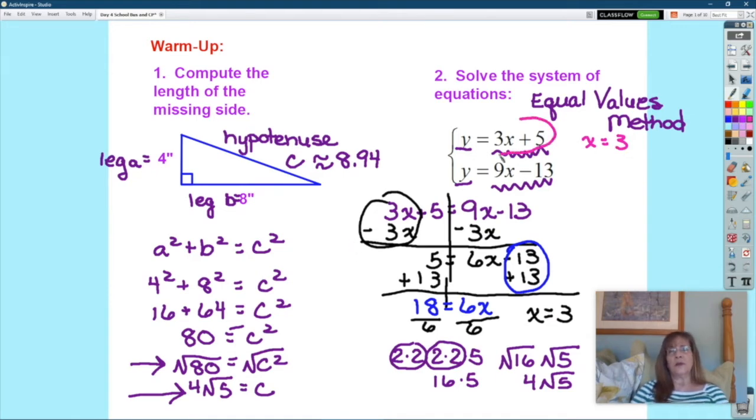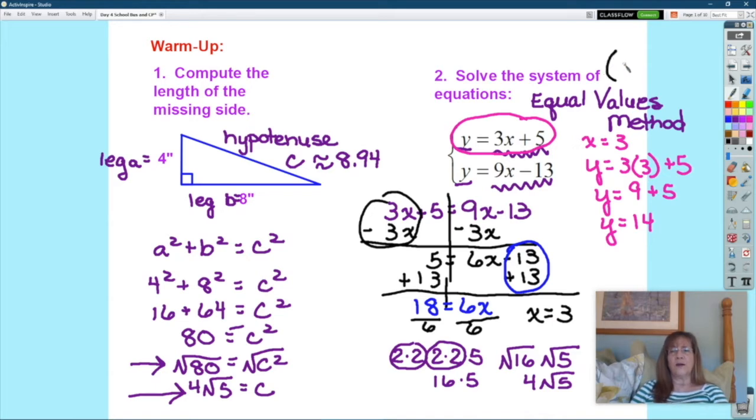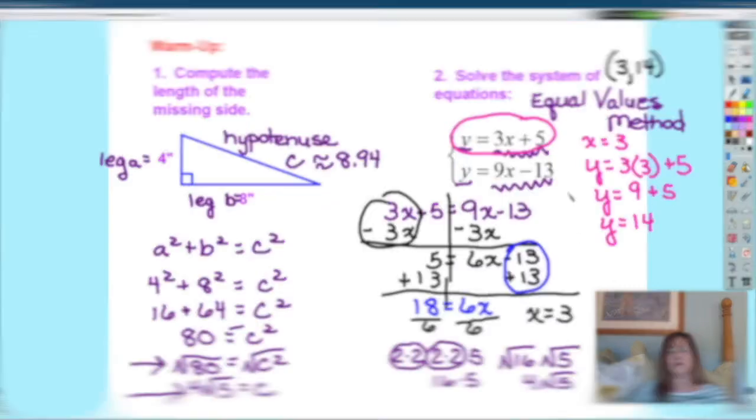So I'm going to use this one, and I'm going to say y equals 3 times 3 plus 5. I replace the x with 3. Now we're solving for y. y equals 9 plus 5. y equals 14. So the answer to this system of equations is the ordered pair, or coordinate, x equals 3, y equals 14. What I should really be doing now is taking this and plugging it back in and seeing if it works. But I'm going to move on to the lesson.